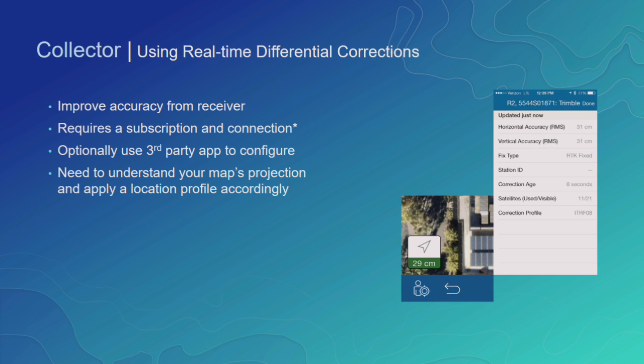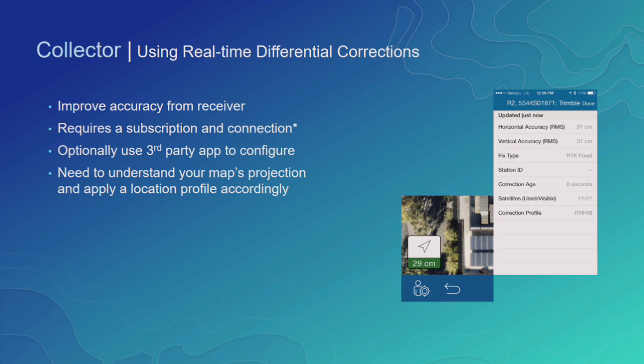So I want to get into the differential correction area. Obviously we know that it improves the accuracy from your receiver. Any receiver, no matter the quality of the receiver, without a correction service is going to be autonomous or uncorrected data, which could be upwards of 5+ meters. So you definitely want to tighten that accuracy with a correction service.